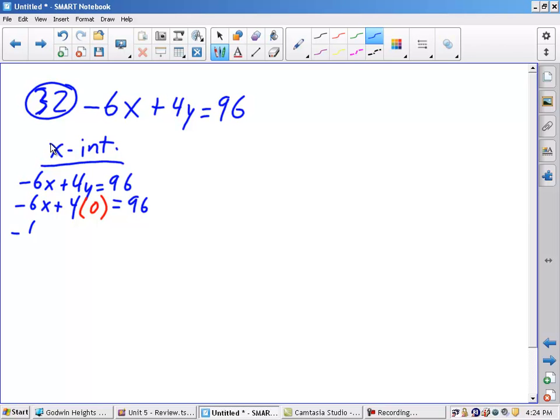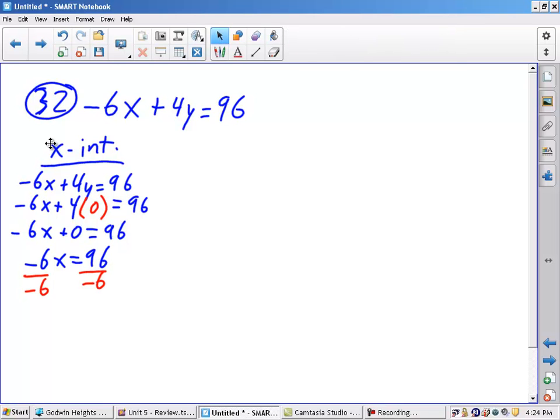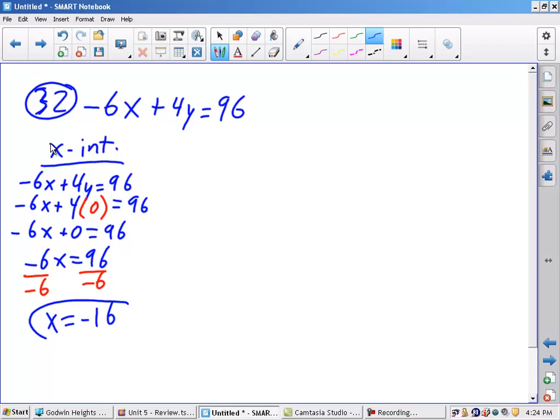So this is actually going to be plus 0, because 4 times 0 is 0. You don't even need the plus 0 anymore. So you're just going to have negative 6x equals 96. And then divide by negative 6 on both sides. And you get x equals negative 16.